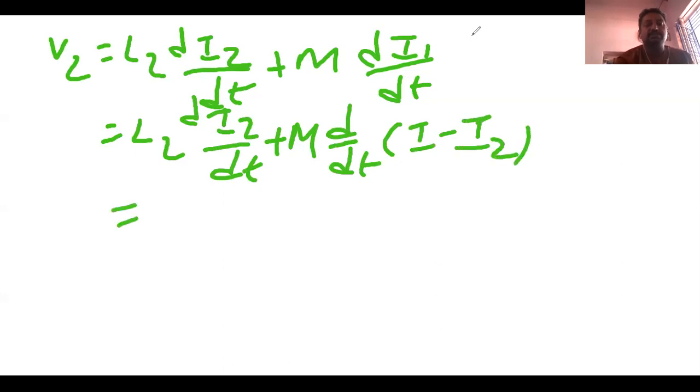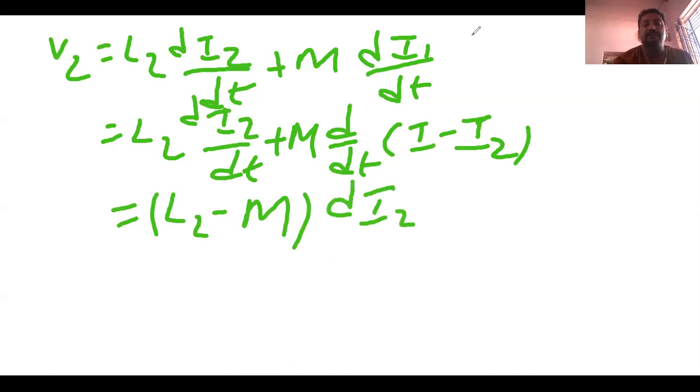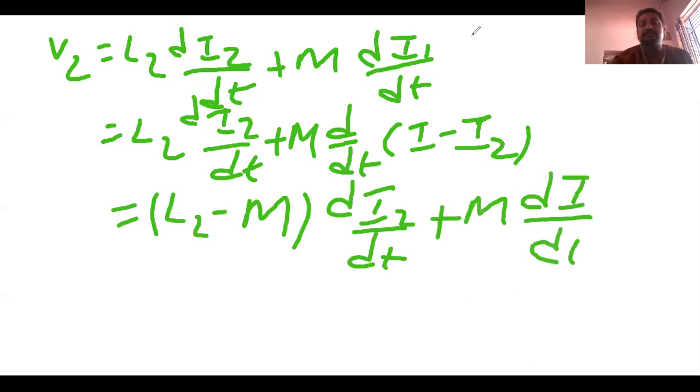In a similar way, we substitute this and separate the di2 by dt terms. Therefore, (L2 minus M) into di2 by dt plus M into di by dt. So this is equation 3. Now we equate equation 2 and 3 and 4. So this is equation 4.